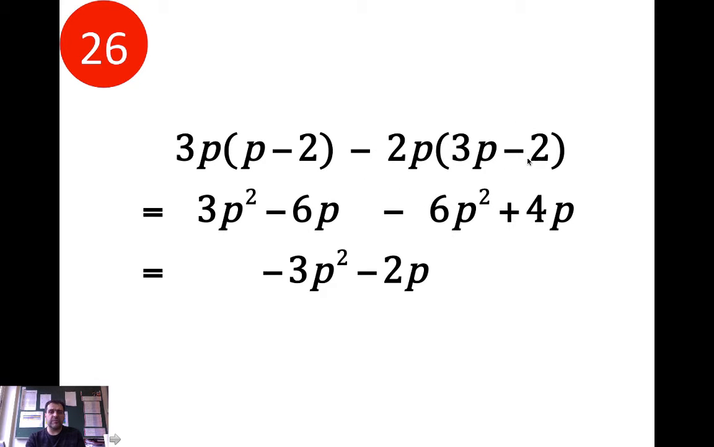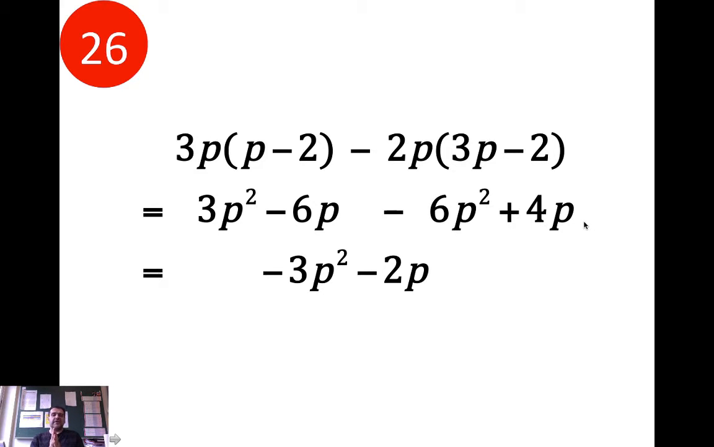Now I'm going to try and multiply out the second one. And remember, that's not actually a 2p there, but it's a minus 2p. So I've got to do minus 2p times everything in the bracket. So minus 2p times 3p will give me minus 6p squared. And minus 2p times minus 2 will give me plus 4p, because minus times minus makes plus. So altogether we've got 3p squared minus 6p squared plus 4p.